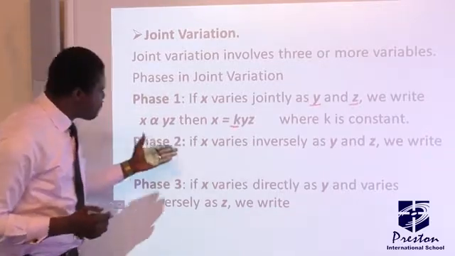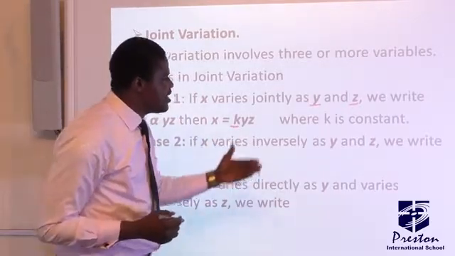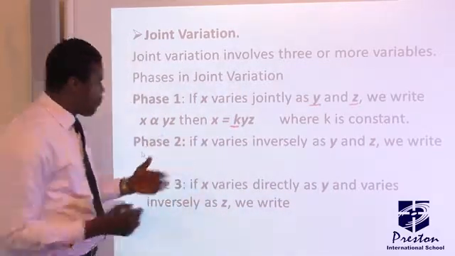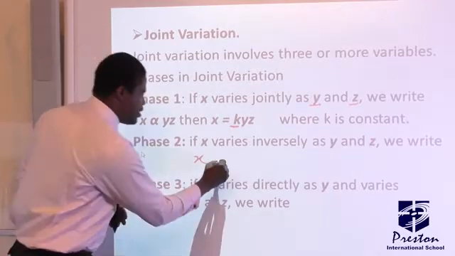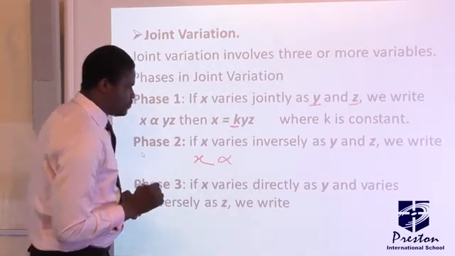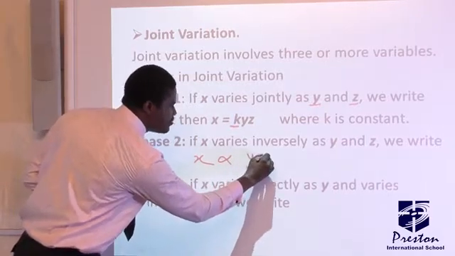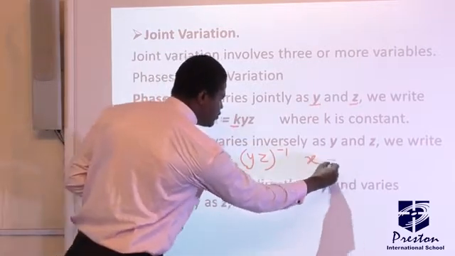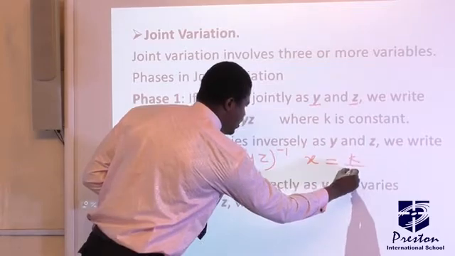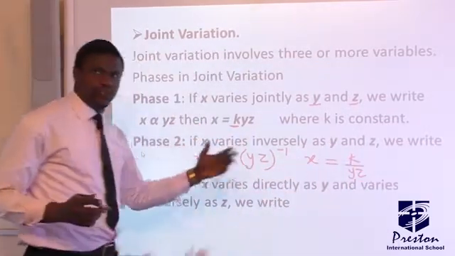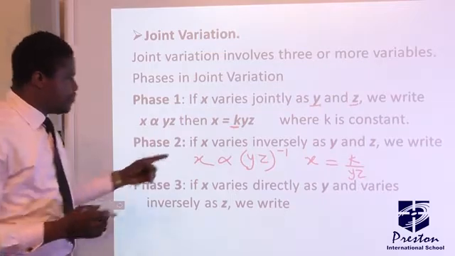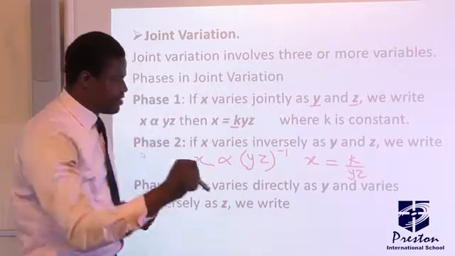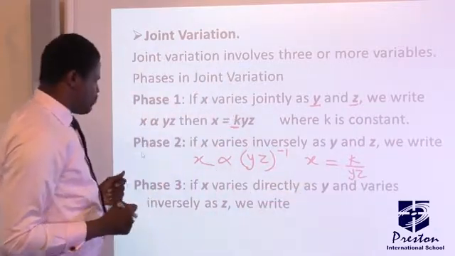Phase 2, if x varies inversely as y and z. At this point, we write this in this form. x proportional to y, z inverse. So we can now rewrite this as x is equal to k over y, z at this point. Now take note of that. The word x varies inversely as y and the word and. That is why we have this in this form.